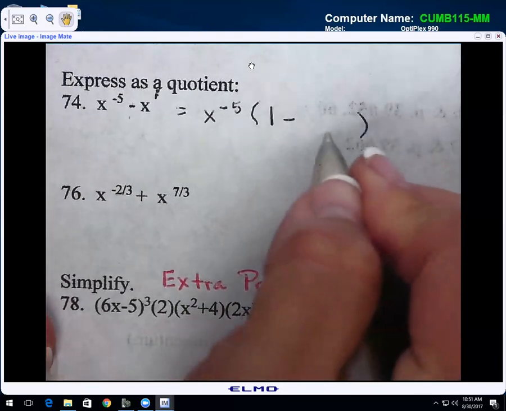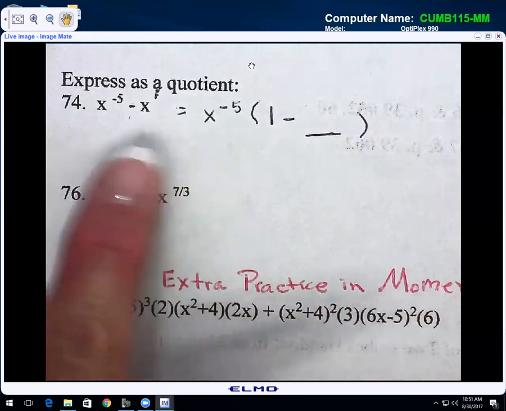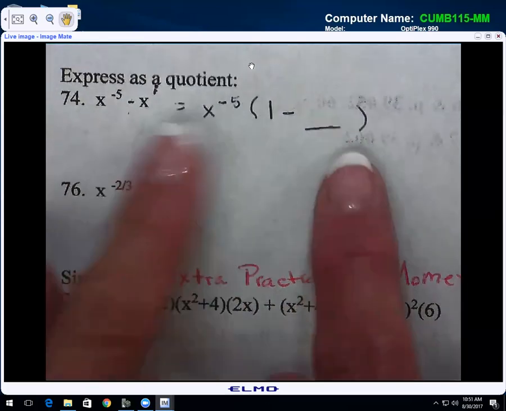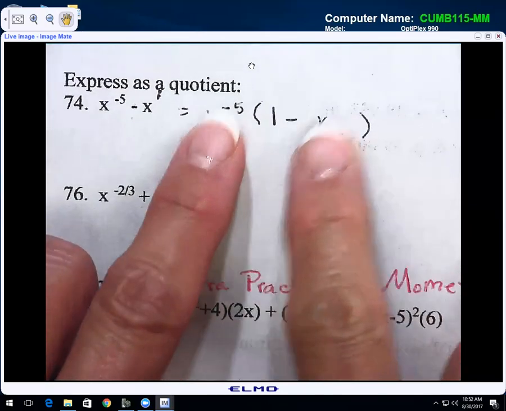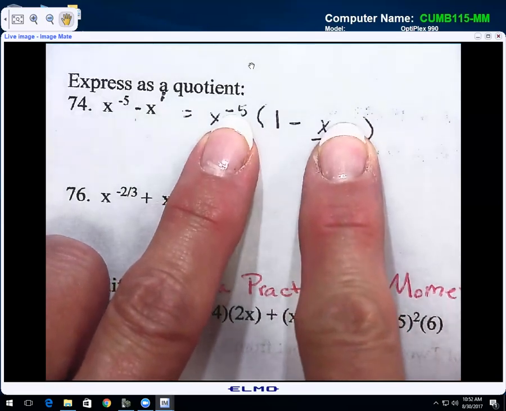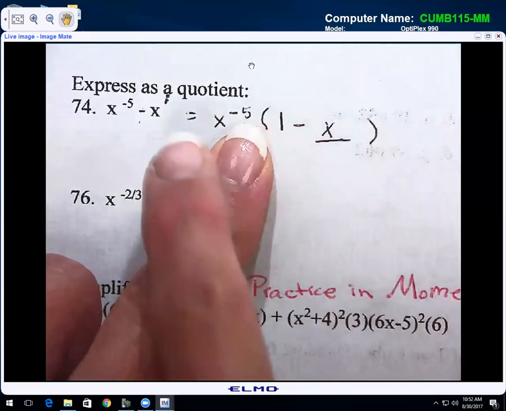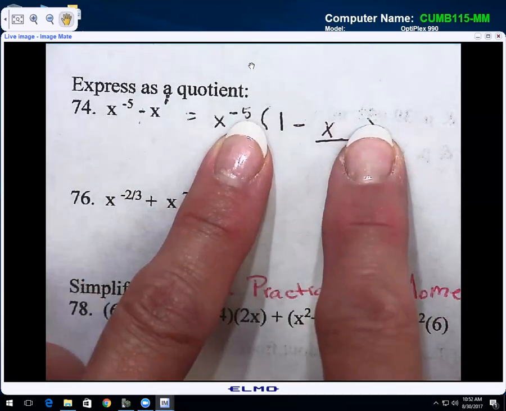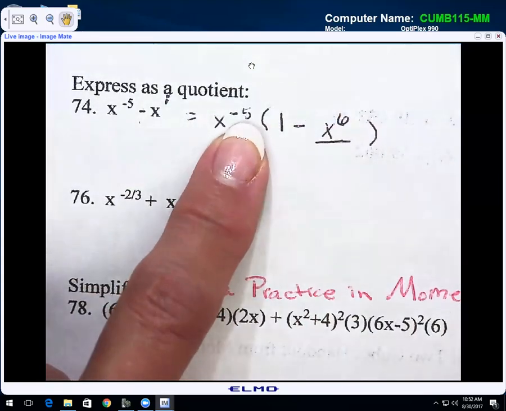But what in the world could I put in this blank that if I multiplied it by x to the -5, it would give me back that x to the first? Squint really hard. If I had x to the something right here, and I was checking my answer, what would I do with those two exponents? I'd add them. So really I'm asking, what do you add to -5 that would give you back that 1? -5 plus 5 would give you 1? -5 plus 6 would give you 1.